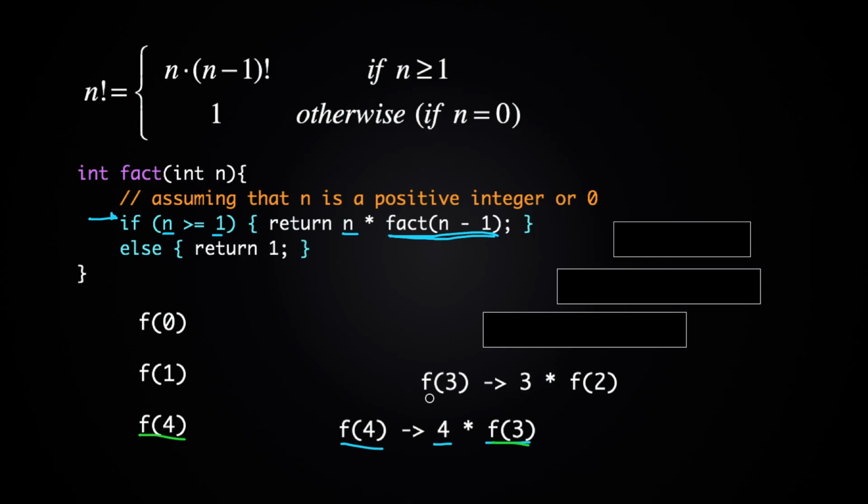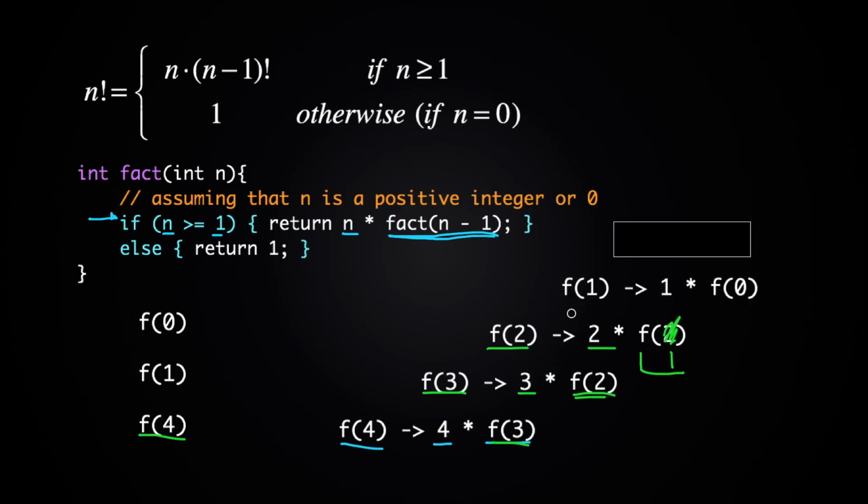The return value of f of 3 will be 3 times f of 2, whatever the return value of f of 2 is. So we'll call f of 2, or fact of 2. And then we'll say, okay, that's 2 times f of 1. Actually, there's a typo here. Whatever the return value of f of 1 is. So we'll call f of 1, and then f of 1 is 1 times f of 0.